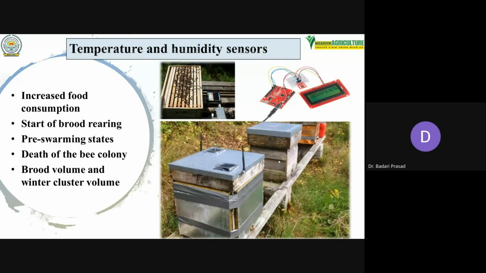These are some simple temperature and humidity sensors. This gives a clear picture on food consumption, start of brood rearing, pre-swarming state, death of the bee colonies, brood volume and winter cluster volume. So there are several factors which a beekeeper has to monitor to get quality and quantity of honey. These are all the parameters on which he is going to get the information.